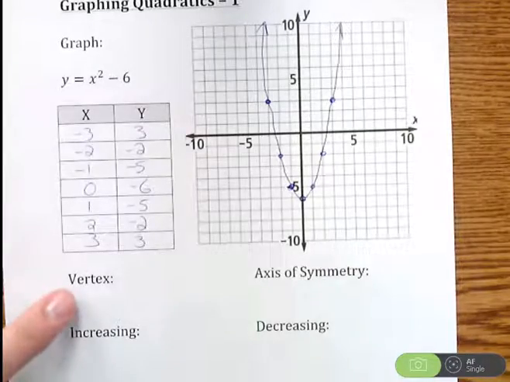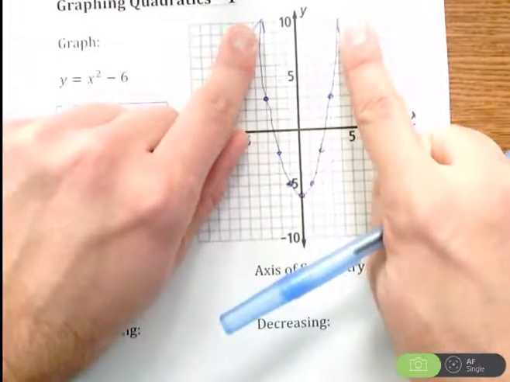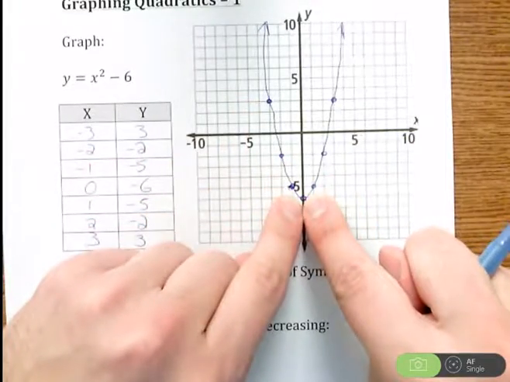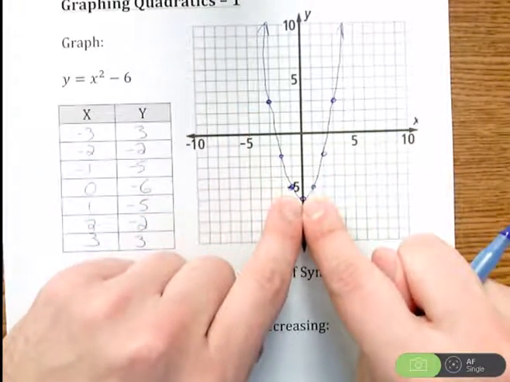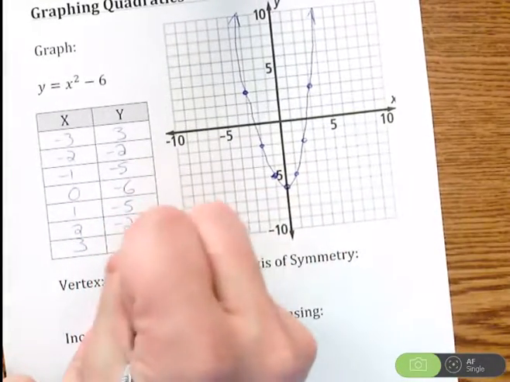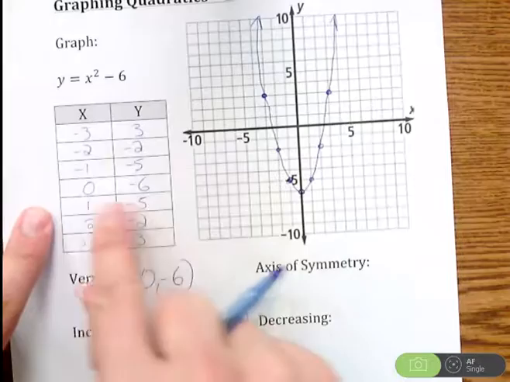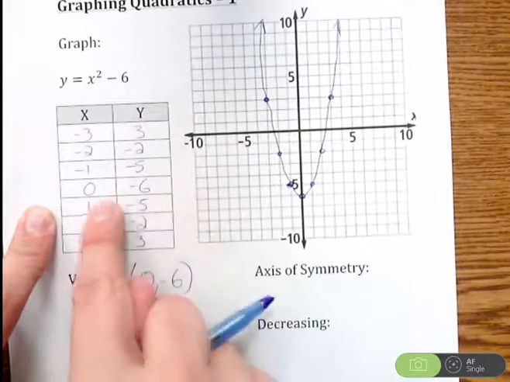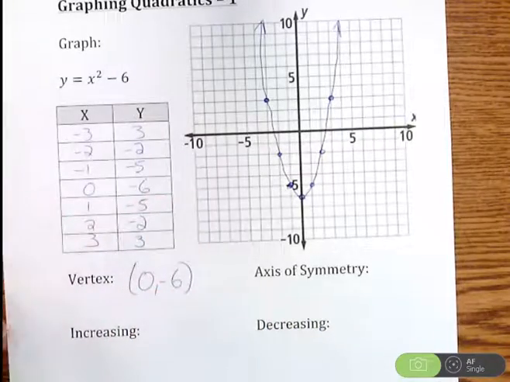First one being the vertex. You notice how a lot of students like to think, oh, we have two legs and where they meet. This point, that tipping point, is the vertex. So you can look at your graph, and that is at 0, -6. The other way you can find the vertex is it's going to be the middle of this repetition there. So it's the middle of all the repeating numbers, 0, -6.